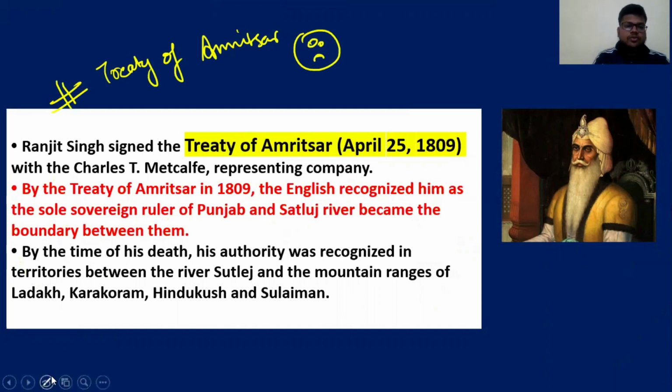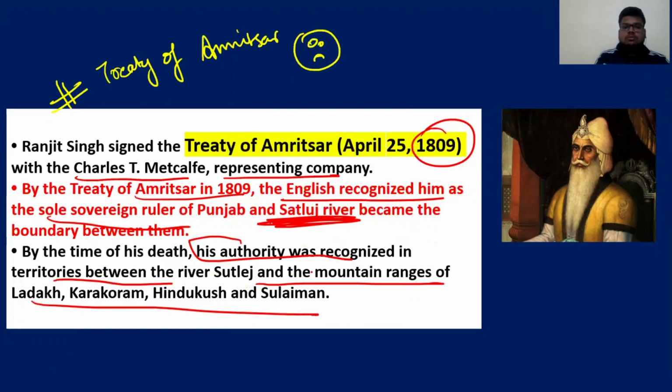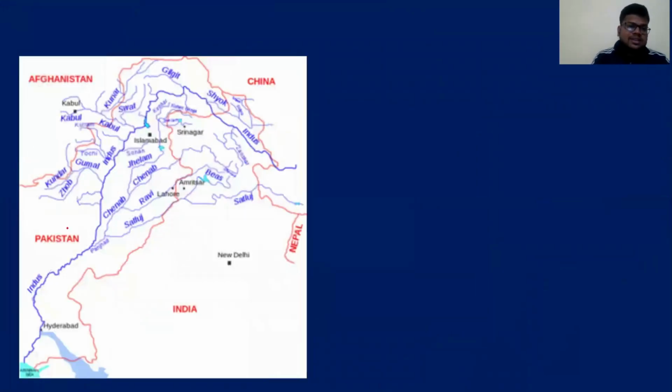Ranjit Singh signed the Treaty of Amritsar on April 25th, 1809, with Charles T. Metcalfe representing the company. By the Treaty of Amritsar, the English recognized him as the sole sovereign ruler of Punjab, and the Satluj River became the boundary between them. Earlier, he was gaining more territory, but now he had to confine himself in the south to the Satluj River. By the time of his death, his authority was recognized in the territory between the river Satluj and the mountain ranges of Ladakh, Karakoram, Hindu Kush, and the Sulaiman. You can see this map: the Satluj River till here and to this particular area. This was the huge empire of Ranjit Singh.